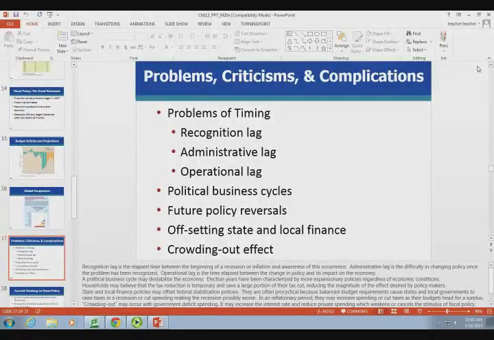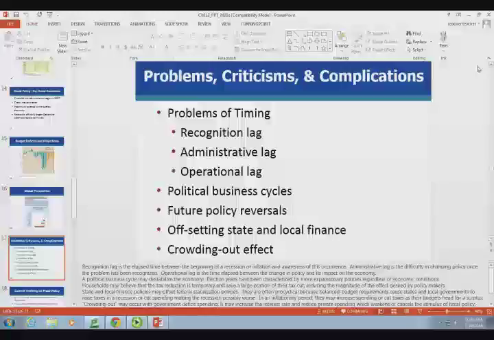The whole political business cycle, policies, reversals, crowding out effect. This one I want you to take a look at in your textbook, the crowding out effect. In your textbook, we do have a model that goes with this. Then I'm going to go to page 305, and then I'll go back to the public debt thing.